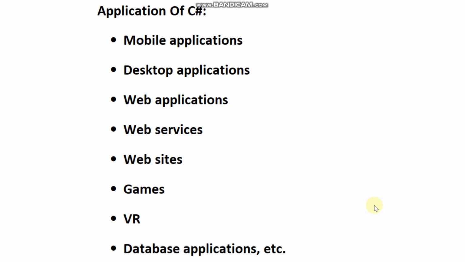Next, applications of C#. With the help of the C# programming language, we can develop different types of secured and robust applications such as mobile application, desktop application, web services, website, games, VR, database application and so on.